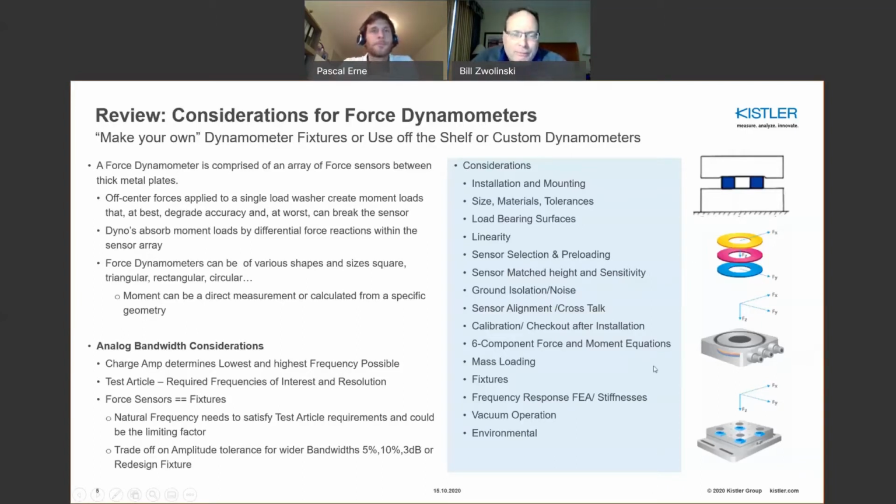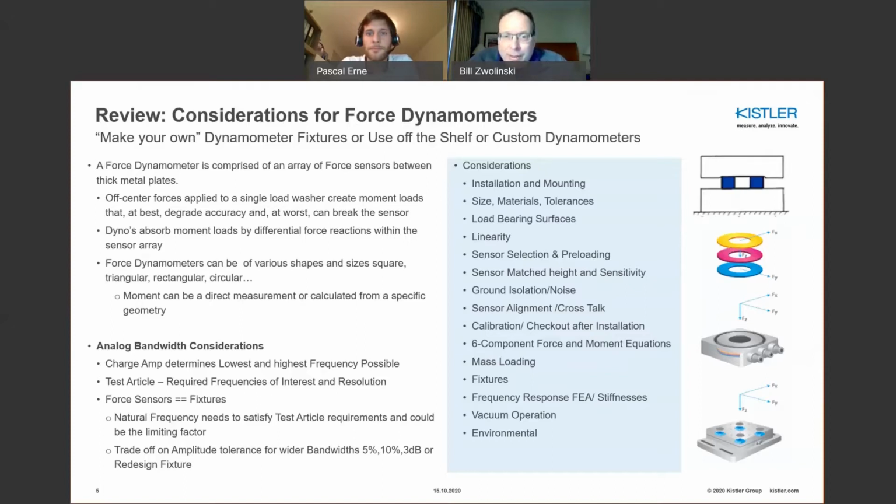As I show here, everything from installation and mounting, alignment of sensors, the load-bearing surfaces, what types of materials are involved, what the tolerances are, flatness and parallelism, for example, would be required. Certainly, the selection of a sensor is very important. What you'll find in 3-component sensors is that as you go up in capacity, the actual stiffness increases quite substantially, and that gives a very powerful benefit to meeting, say, frequency response of a certain force platform. So that's something to take away.